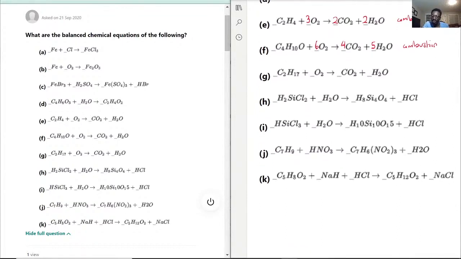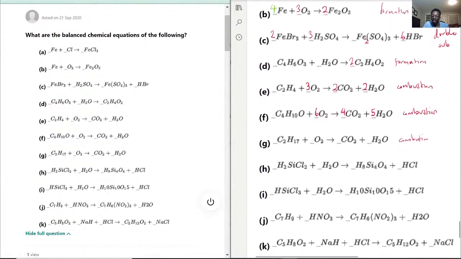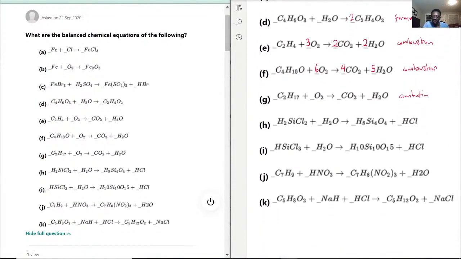Now this one is also another combustion, okay, so yes, this one was just written wrong, it looks like. Looks like now they're making a lot more sense. C2 H17, so that's 2 carbon here. Oh wow, that's not even possible.